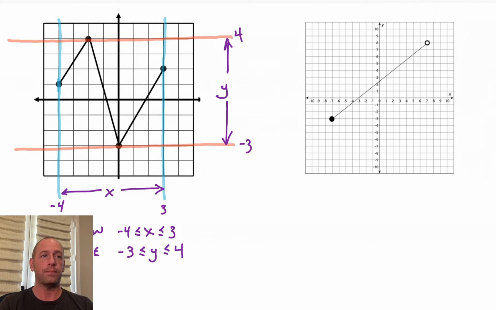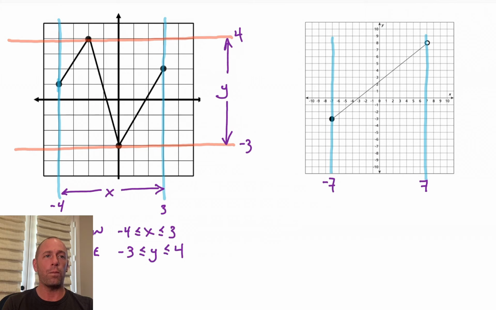Last example. You can see I have a piece of a linear function. I've got a solid dot and I've got an open circle. And yes, they mean different things. So just like before, for the domain, I'm going to show the lowest value of x and the highest value of x. And the domain exists in between those blue lines. So your domain is going to be from -7 all the way up to 7.